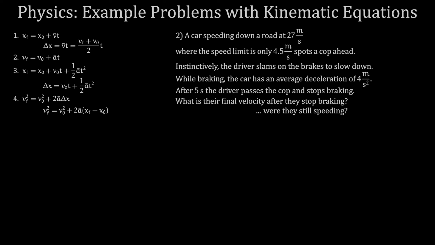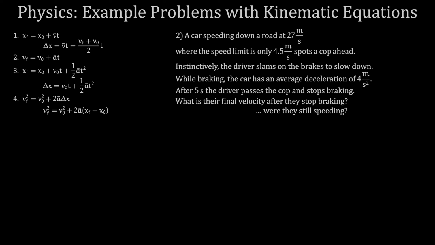While braking, the car has an average deceleration of 4 meters per second squared. After 5 seconds, the driver passes the cop and stops braking. What is their final velocity after they stop braking? Were they still speeding? Pause the video and give this one a shot.